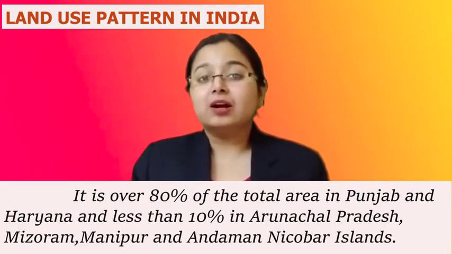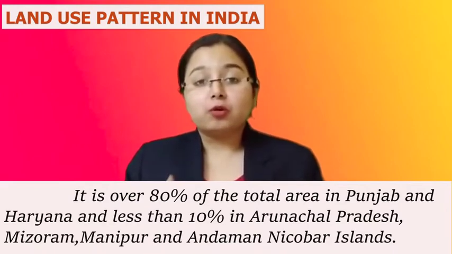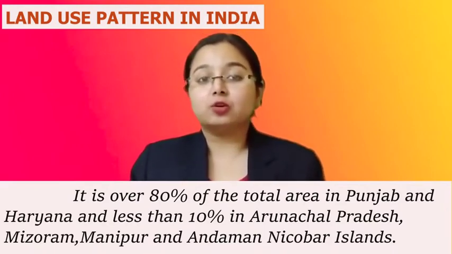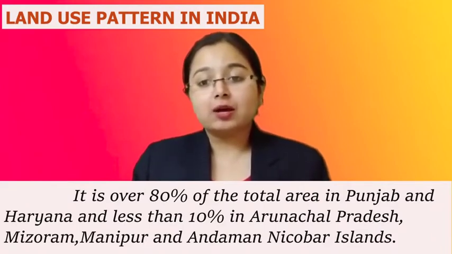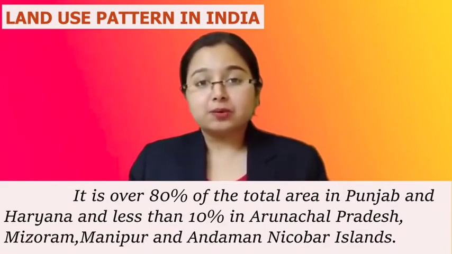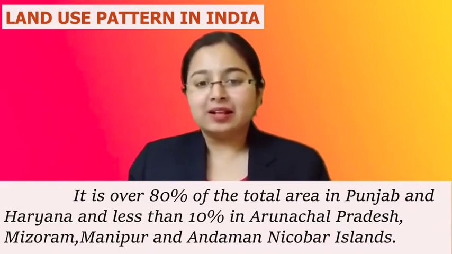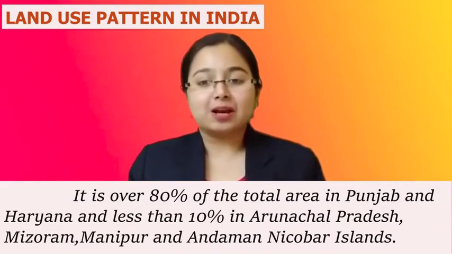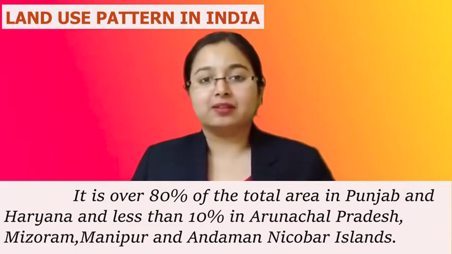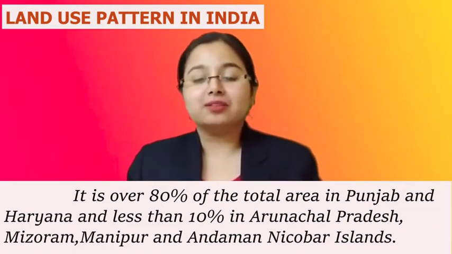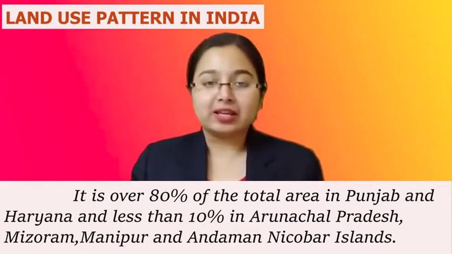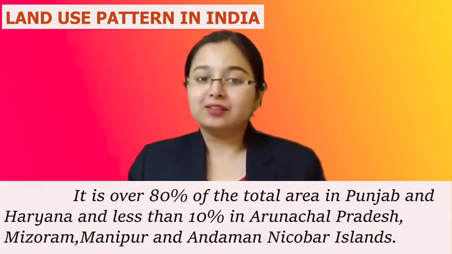That means the topography of such areas is completely different. If we talk about Arunachal Pradesh or Mizoram, there are basically mountains and hills, and if we talk about Punjab and Haryana, we have plains. The land is basically plain land. So this is the basic reason for variation in different states.